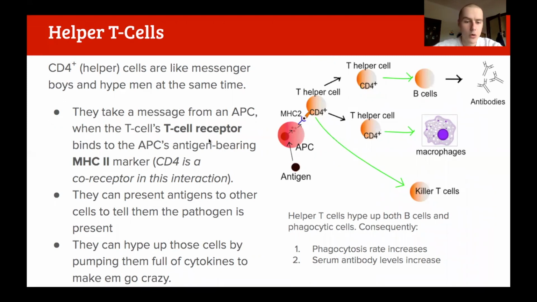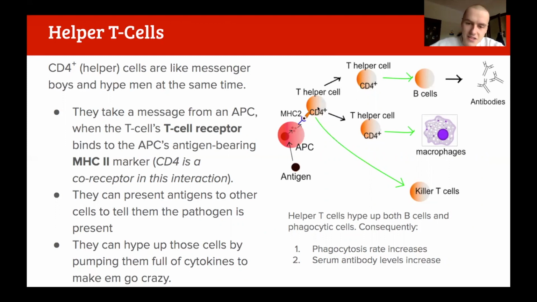Well, they have a couple of important receptors. The first is a T cell receptor. That T cell receptor binds to the class 2 MHC of an APC, an antigen presenting cell. We'll talk about what class 2 MHC is momentarily, but the point is they bind. The co-receptor to that is CD4, which is why these cells are often called CD4 plus cells. And once they do that, that activates these T helper cells.